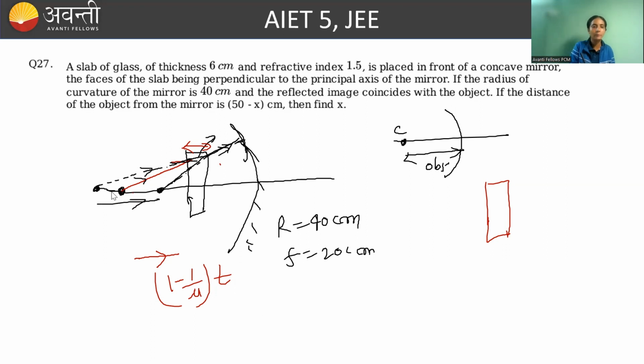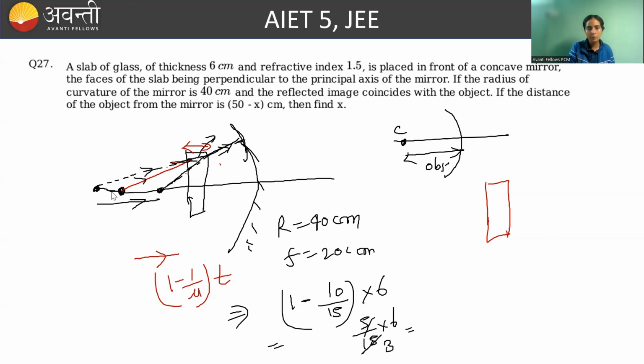So the object distance is shifted by a distance equal to (1 - 1/mu) times t. Let's see what this value of shifting is. Put the values: 1 - 1/mu, that is 1 - 1/1.5, which is 5 by 15, into the thickness, that is 6. So that is equal to how much? 2 centimeters. So by 2 centimeters, my object is getting shifted.